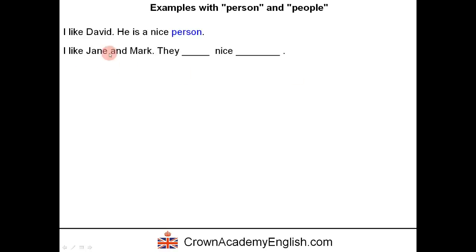Now, compare it to this. I like Jane and Mark. They, something, nice, something. So what is the answer here? This is an exercise. I like Jane and Mark. They are nice people. They are nice people because we have one person here and we have one person here. One person plus one person equals people. Okay?